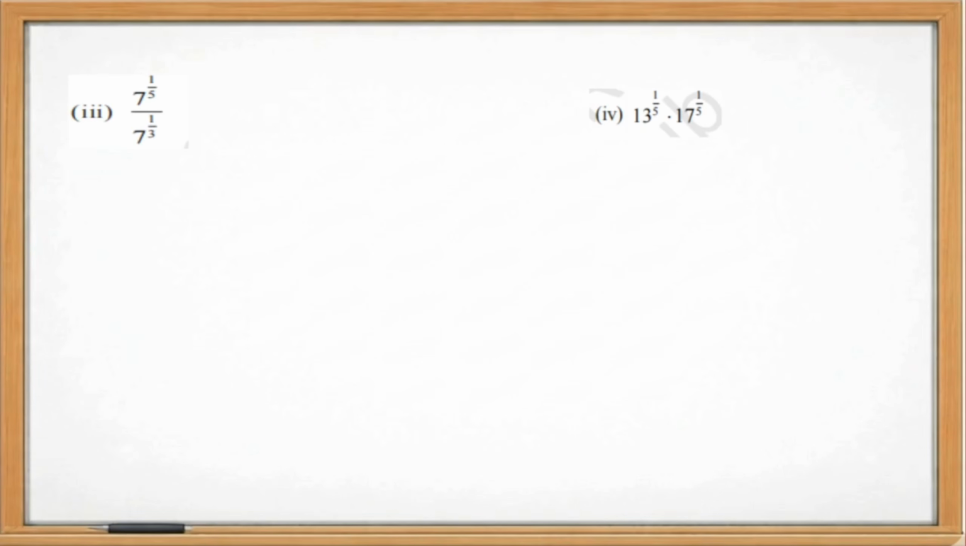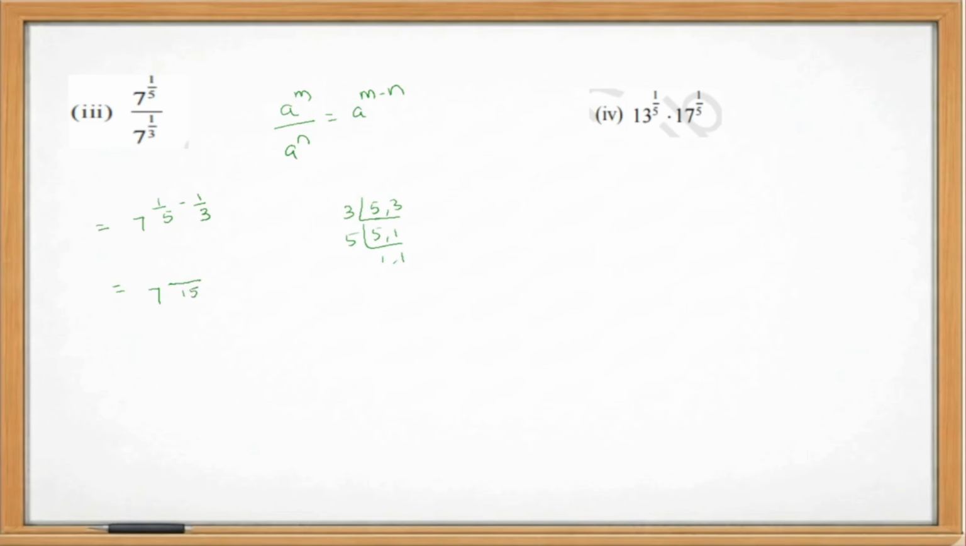Third question. 7 raised to 1 by 5 divided by 7 raised to 1 by 3. Which is the identity used here? a raised to m by a raised to n, which is equal to a raised to m minus n. And the answer here is 7 raised to 1 by 5 minus 1 by 3. See, the denominator part is different. So if you take the LCM of 5 and 3, what are you going to get? You will get 15, 3 into 5, which is equal to 15.